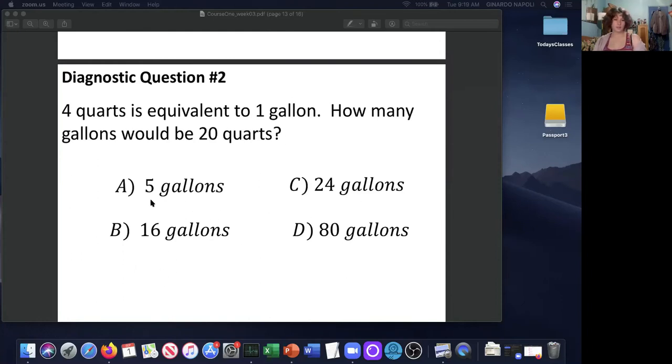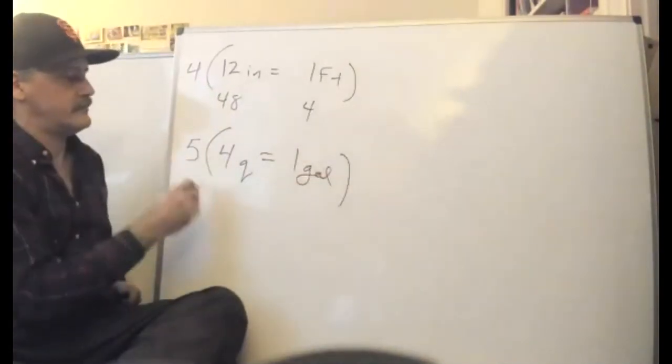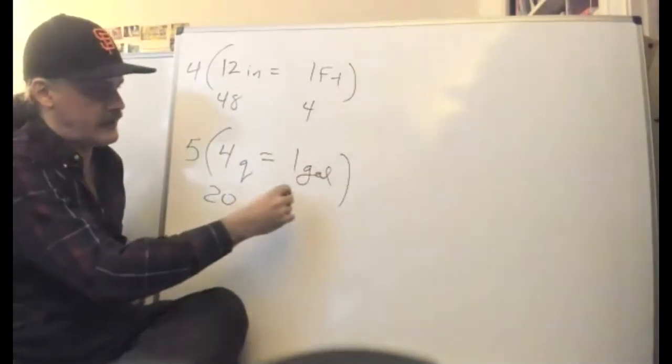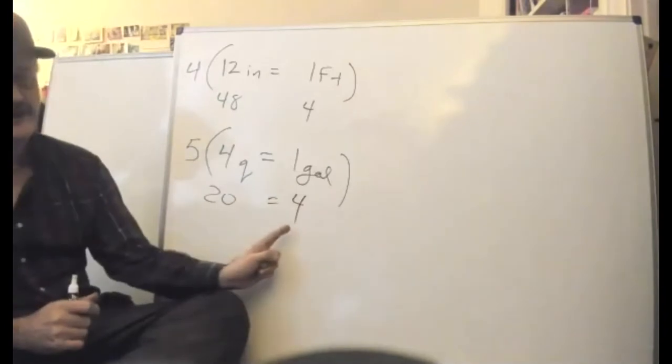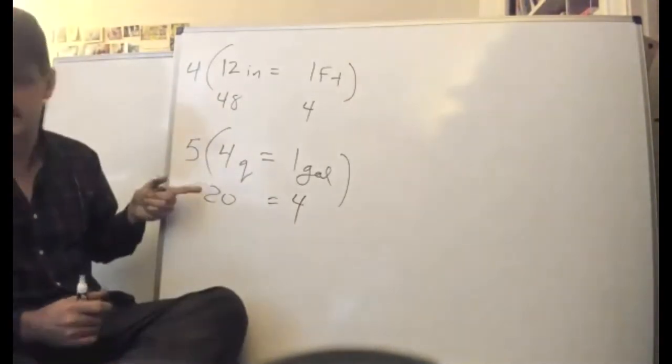Okay, now notice that if we write this equivalence statement, we want to have 20 quarts. So this 4 needs to become 20. All right? So we need that 4 to become 20. So notice if you multiply this by 5, all right, so it's not 80. All right, and that's a common issue with these.